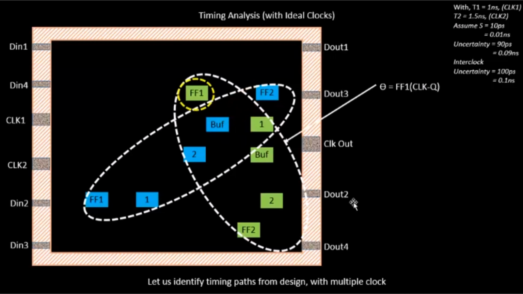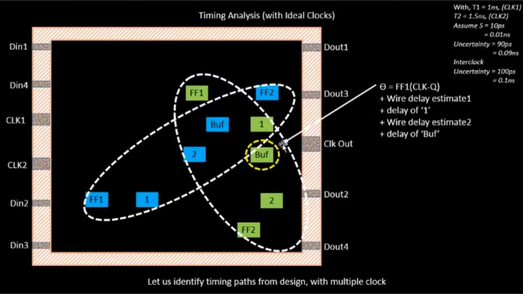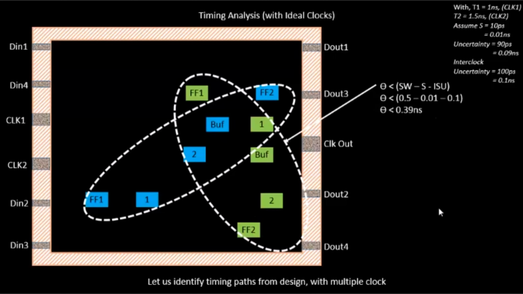Okay, so we'll now move into the green colored logic where you have this flip-flop 1 clock to Q delay. You have the estimated wire delay from flip-flop 1 to logic cell 1, the delay of this logic cell 1, the estimated wire delay from 1 to buffer, this buffer delay, the estimated wire delay from buffer to 2, the delay of 2, and the estimated wire delay from 2 to flip-flop 2. So these combinational delays, whatever we have derived just now, have to be less than 390 picoseconds or 0.39 nanosecond. That's the whole idea. That's the whole complexity.